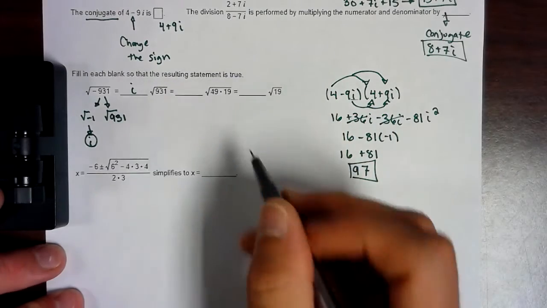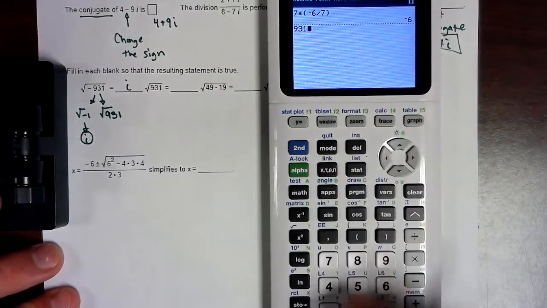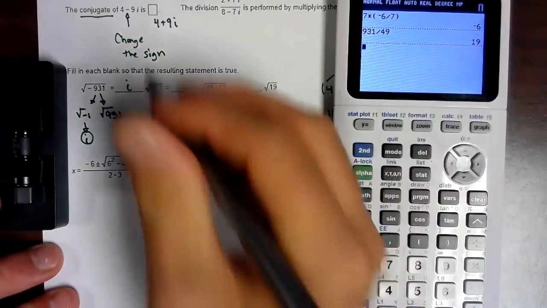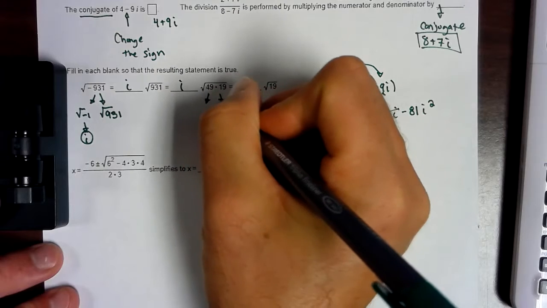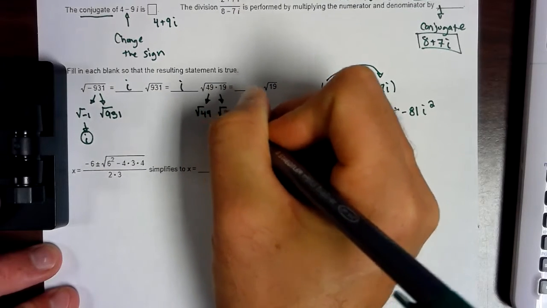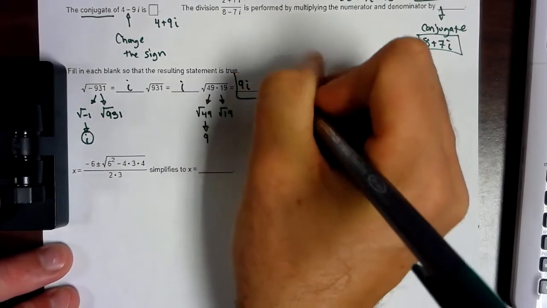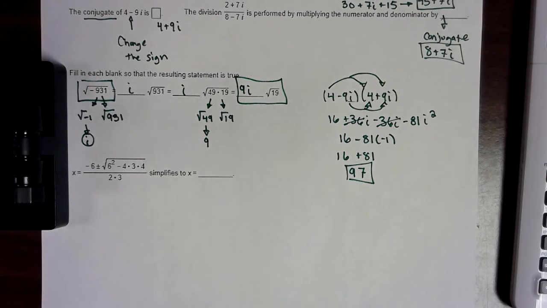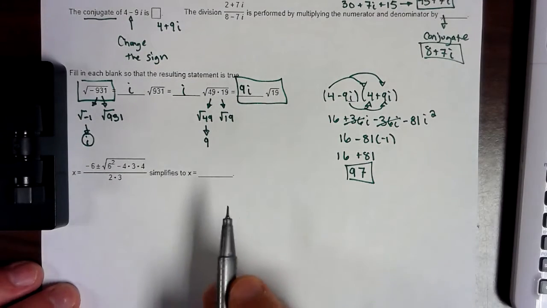Then we can factor 931 to be 49 times 19. We can check that: 931 divided by 49 is 19. So this is just i root 49 times root 19. And then really what we would do is take the square root of 49, which is 7, times the square root of 19. So really this is 7i times root 19, which is equal to the square root of negative 931. Anytime we're taking square roots of negatives, we're going to factor out the negative 1, make it an imaginary number, and then reduce down the rest of the radical.